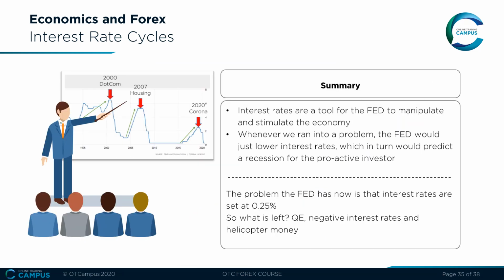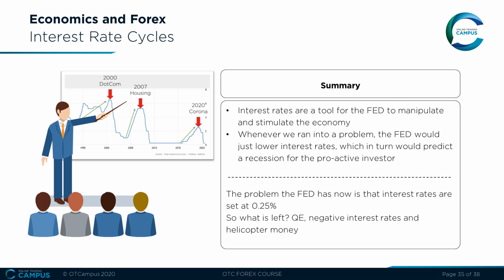Let's summarize. Interest rates has always been perceived as a tool for the Fed to manipulate and stimulate the economy, almost like a weapon to fight recessions. Whenever we ran into a problem, the Fed would just lower interest rates, which in turn would predict a recession for the proactive investor. The problem the Fed has now is that interest rates are set at close to 0%. So basically, they have ran out of ammo.